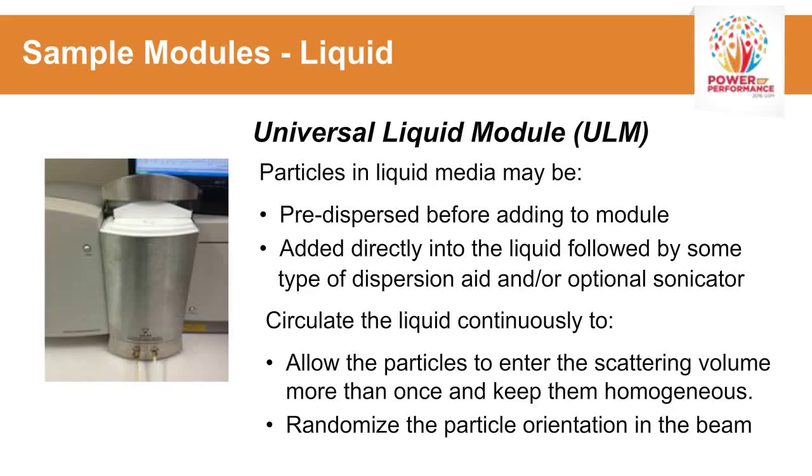The universal liquid module is pictured next to my slides here, and essentially in the center section there is where you would put your sample. You're only needing to put in a small amount of sample. These can be pre-dispersed outside the instrument, or you can add directly a dry powder or a suspension already directly to the module. So if you want to prepare the sample in the module, you can do that.